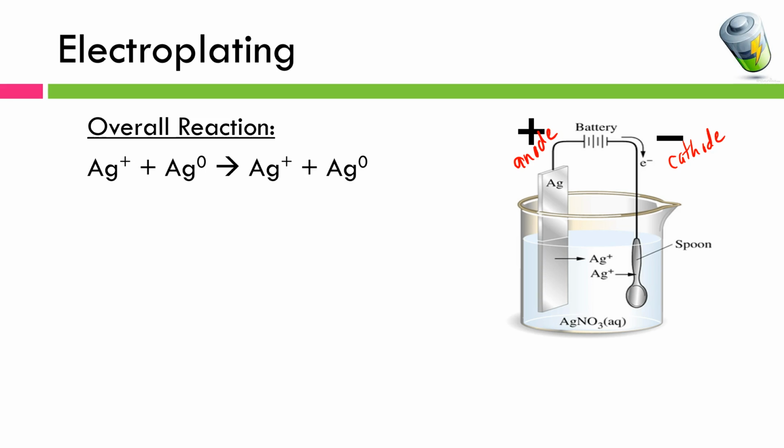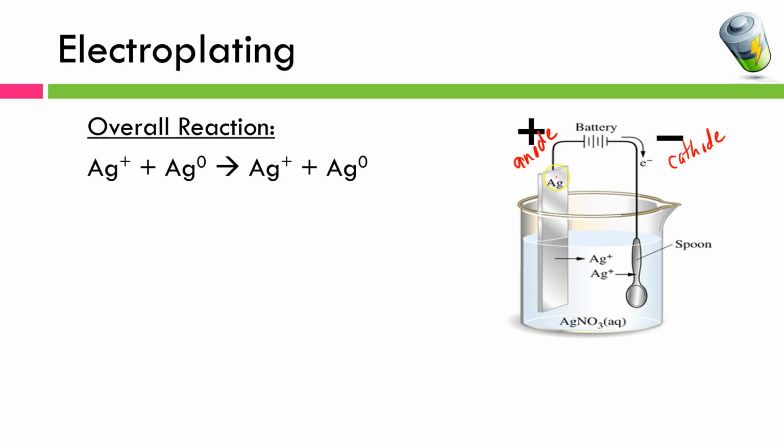So in the example we have here, the overall reaction looks kind of funny. We've got silver ions and silver atoms forming more silver ions and more silver atoms. Basically, what's going to happen is in your solution, you've got silver ions floating around. Once you connect the battery and you get the electrolytic cell running, you are going to force the silver atoms in the strip to oxidize. In other words, produce more Ag+ ions.